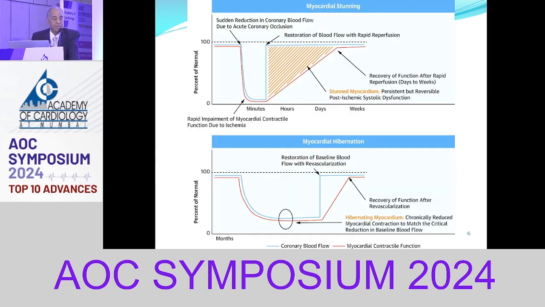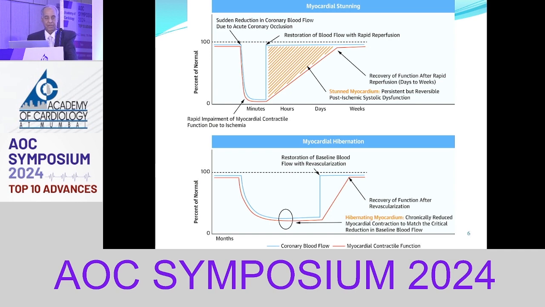Now these are two terminologies which we have all heard for years. One is called myocardial stunning, and the other is myocardial hibernation. Myocardial stunning is an acute abruption of the coronary flow, coronary occlusion as occurs in myocardial infarction, and after thrombolysis or PCI, when you improve the blood flow, the myocardial function improves. It will improve within minutes, hours, days, or weeks.